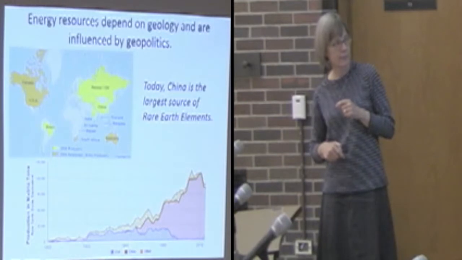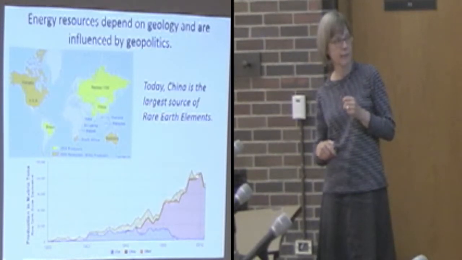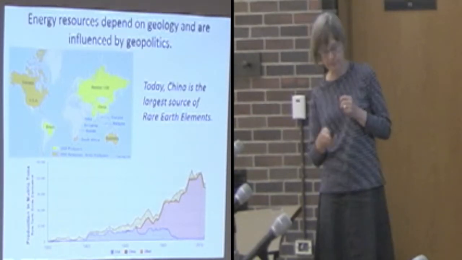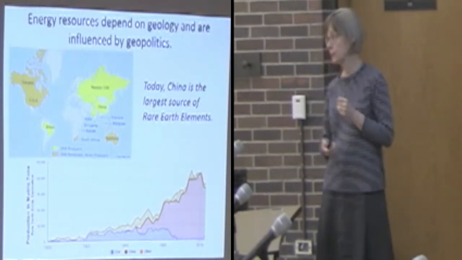Here you see the distribution of mining of rare earths over time. The U.S. is the blue, China's in the red, and other countries in this kind of orange. Okay. So how do we deal with this?